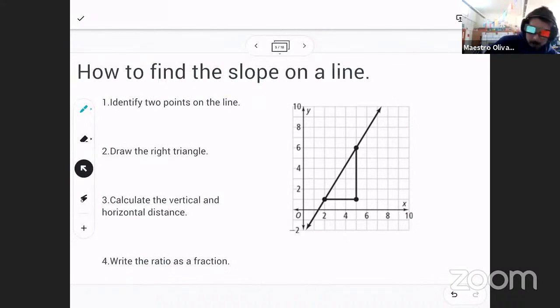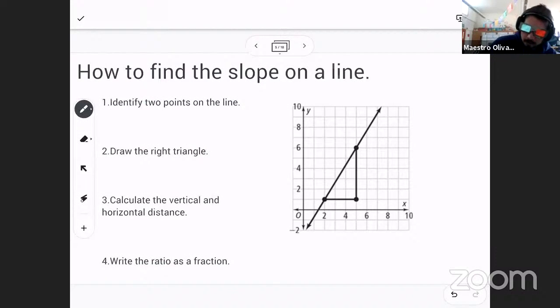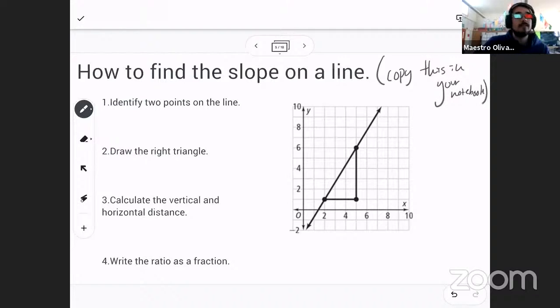Please copy this in your notebook. You can title it on a new page, and title it, How to Find the Slope of a Line. I'm gonna give you 3 minutes to copy this in your notebook, okay? It took my other class about 3.5 minutes, but I think y'all can probably copy this faster.